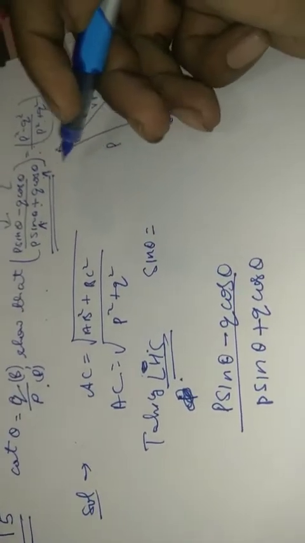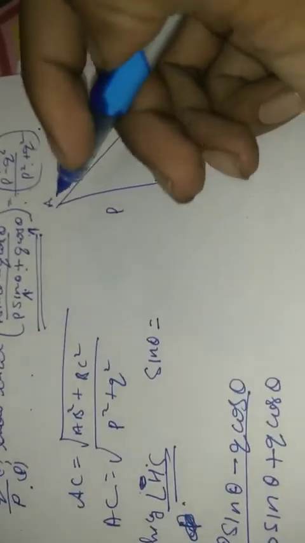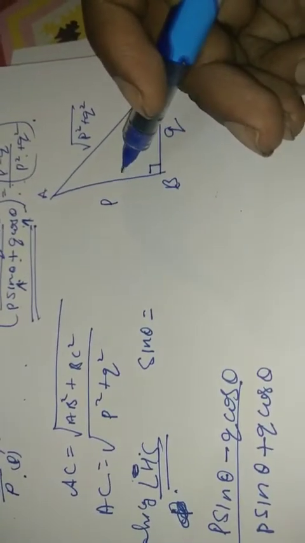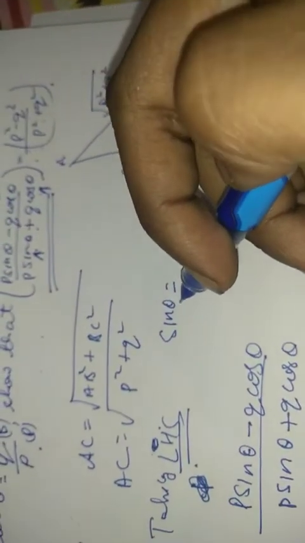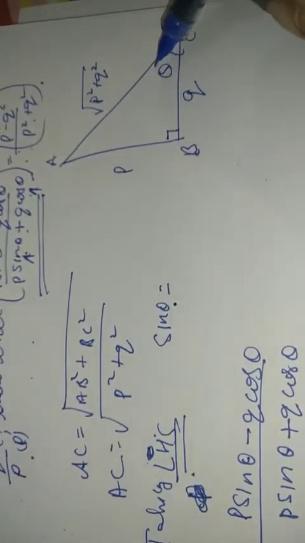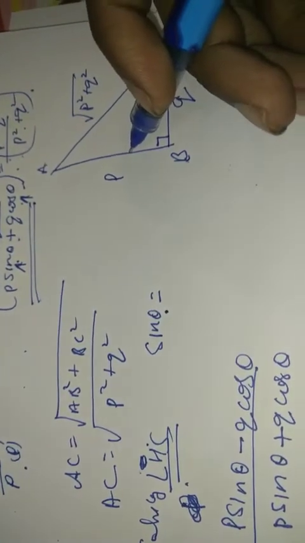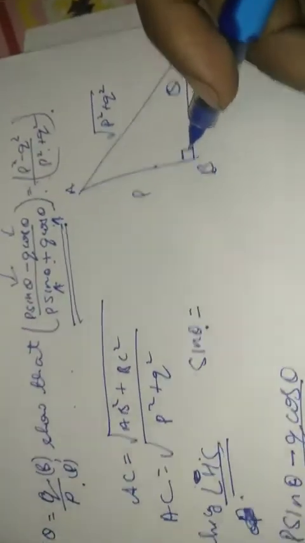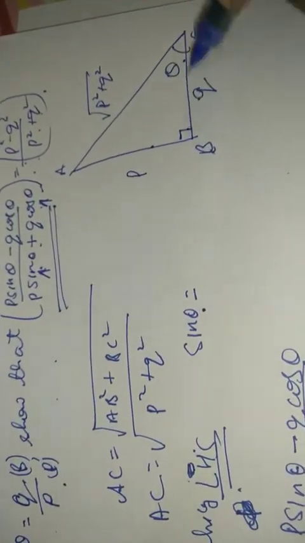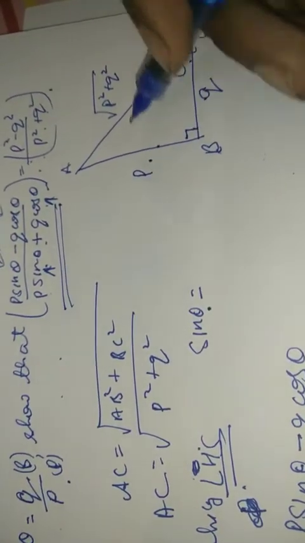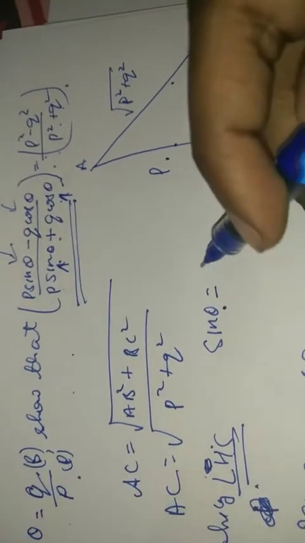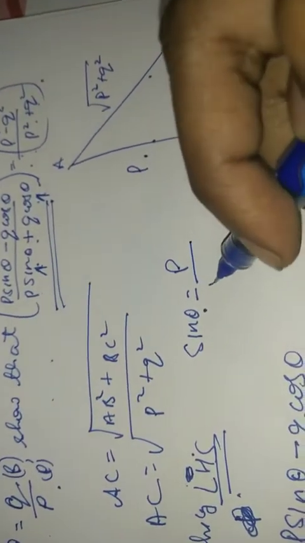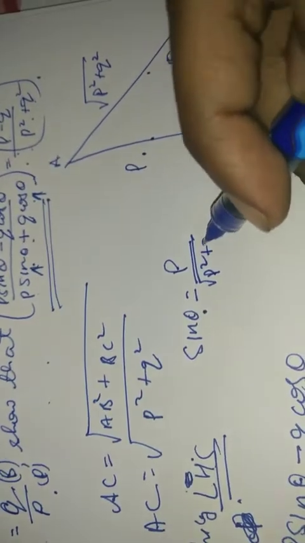Sin theta is perpendicular upon hypotenuse. How do we come to know that this will be the perpendicular? Either we can call it the side opposite to this angle, or it is the line on which 90 degrees and this theta are not present together. So this will form the base, perpendicular and hypotenuse. So it will be P upon under root of P square plus Q square.